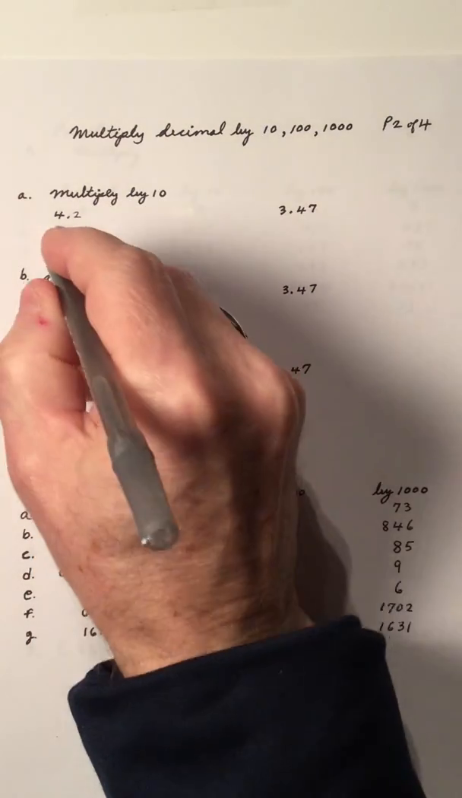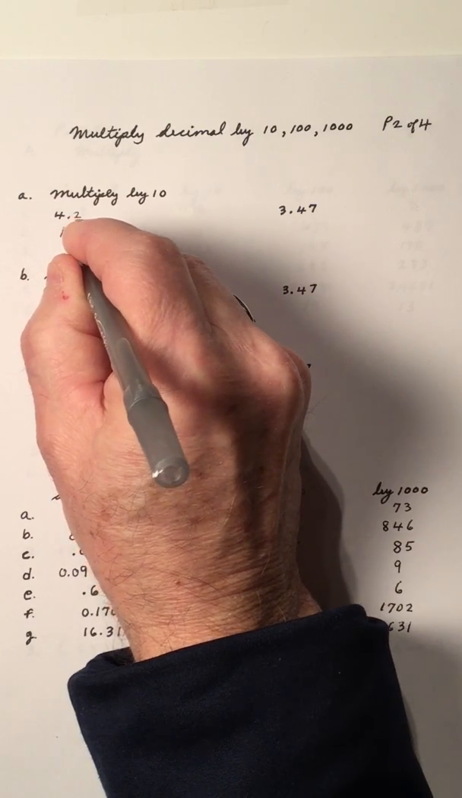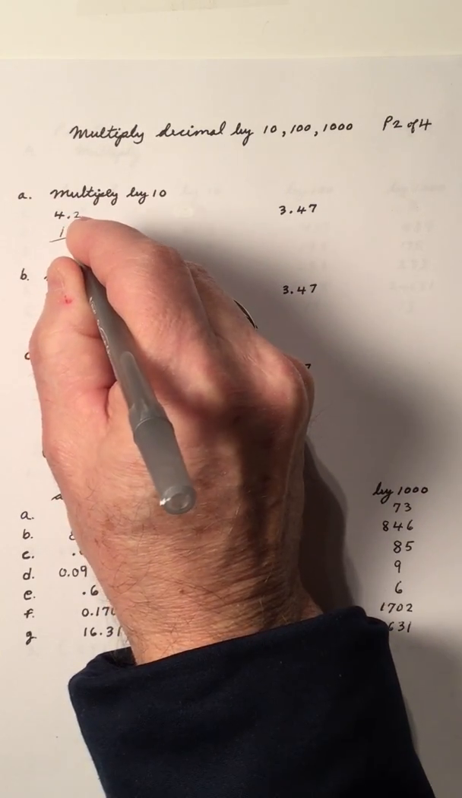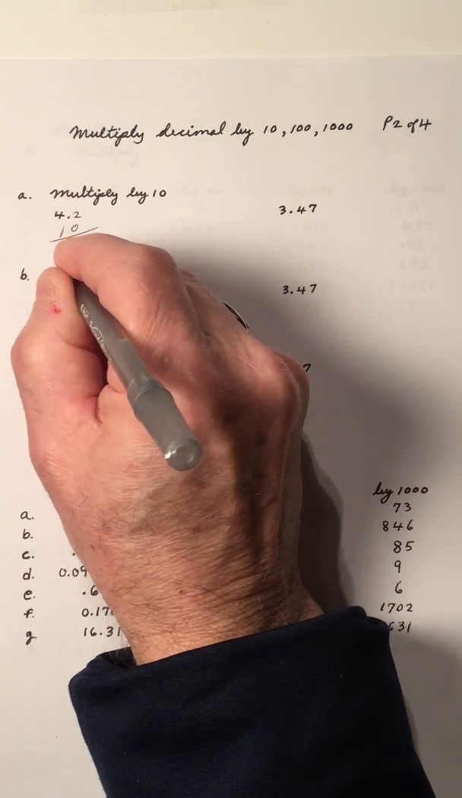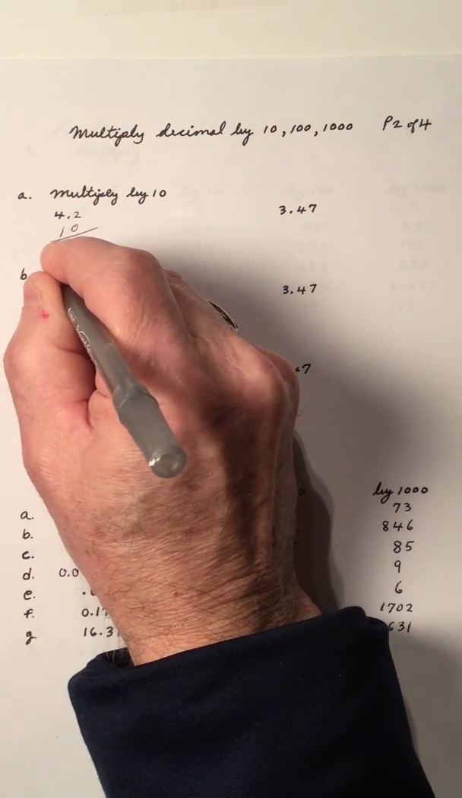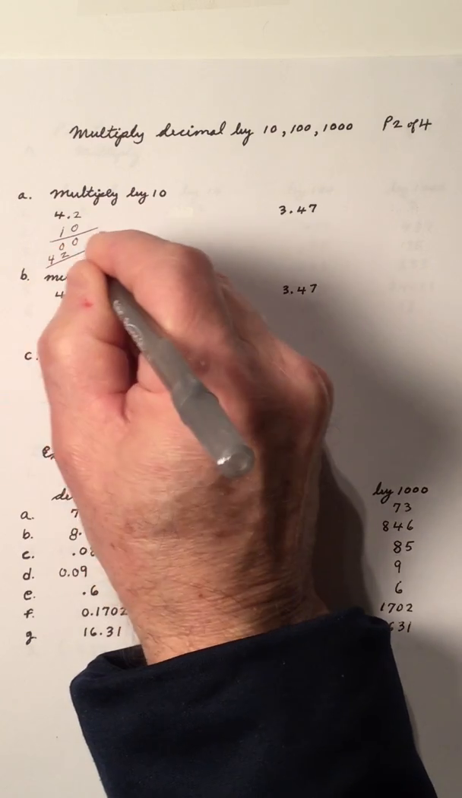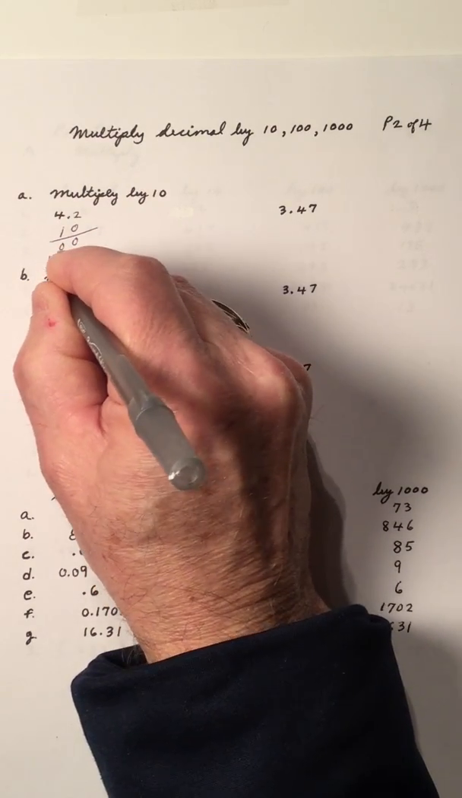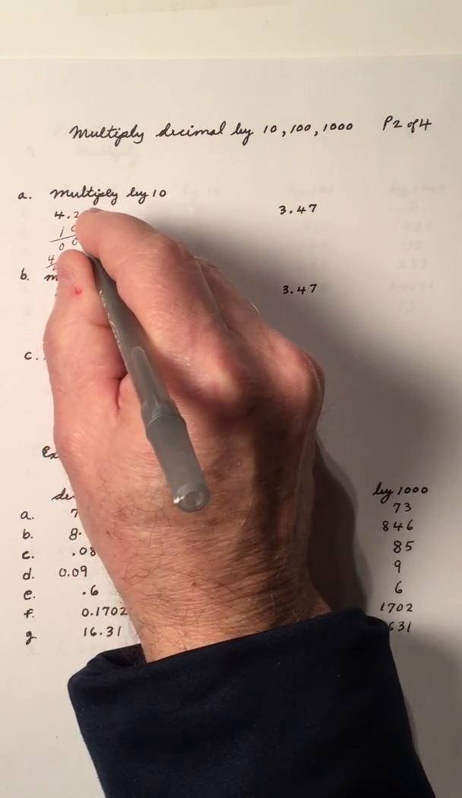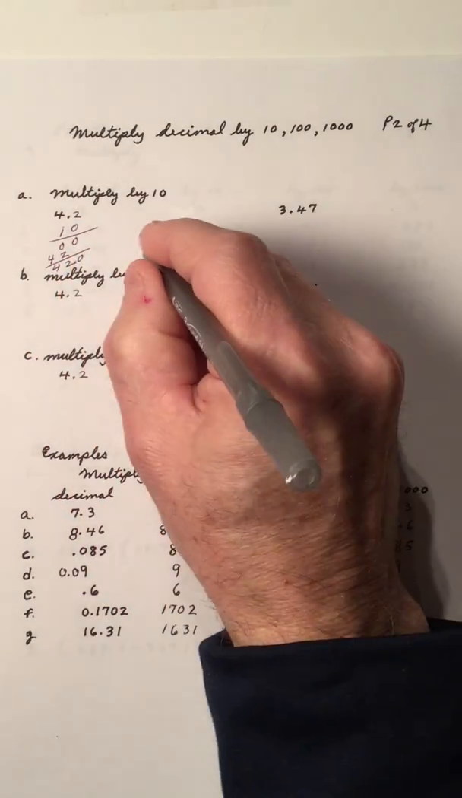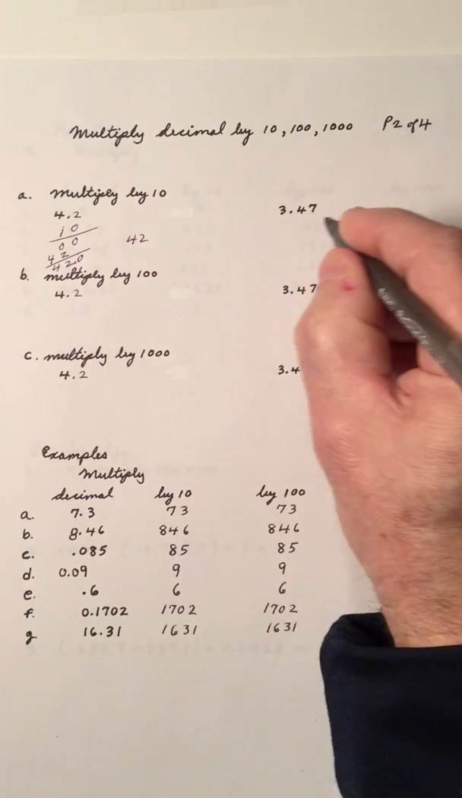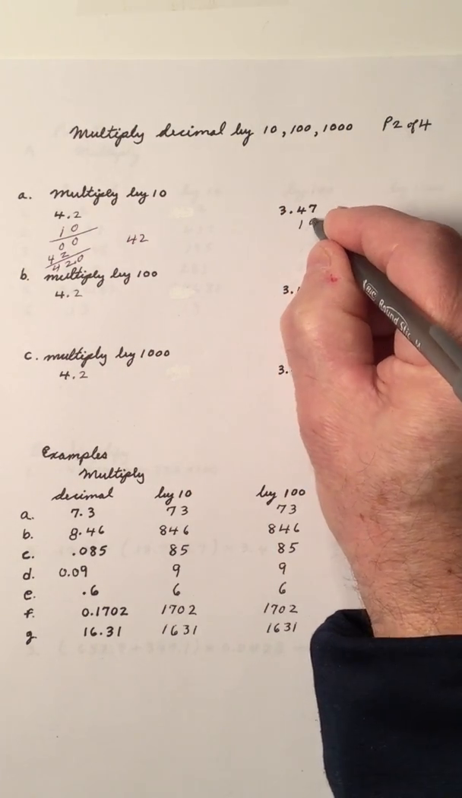A, multiply by 10. So 4.2 times 10, 0, 0. 1 times 2 is 2. 4 times 1 is 4. Add 0 to 4, and we have one decimal place, so we have 42.